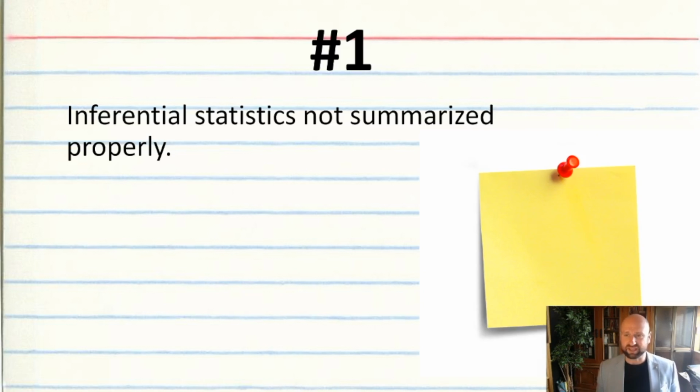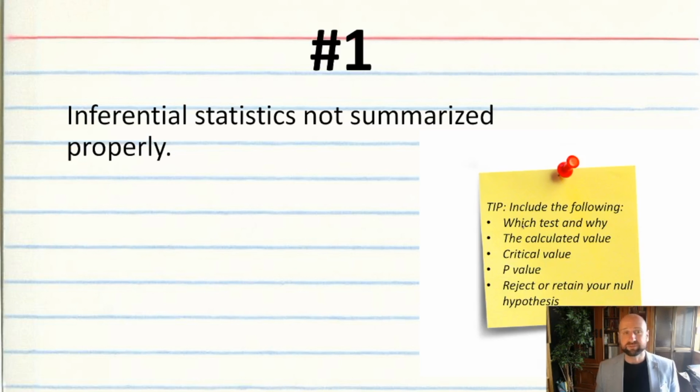But let me quickly just say, this is what you need to make sure you include. Begin by saying what test you used and why. Now, the why is based on the level of data and the design, independent samples or repeated measures. Is your data related or unrelated? Also include the calculated value. So for the Mann-Whitney U test, that's the U value. For the Wilcoxon test, that's the W value.